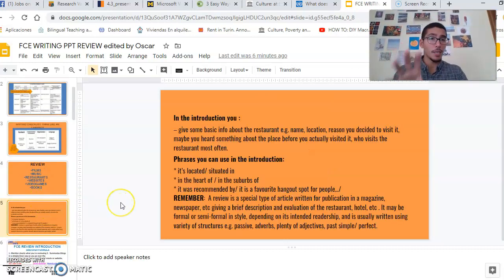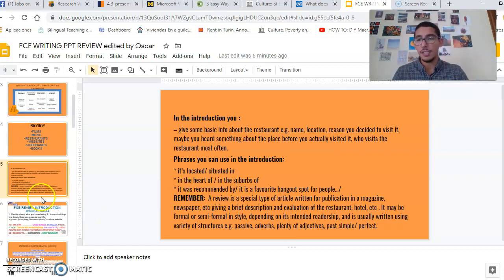These are just some tips for the introduction, which is important for you to read. Reading is important, guys. Give some basic info about the restaurant, name, location. Depending on what the question is really looking for, this is where you write this information in the introduction. It's located, it's situated, it's in the heart of the city, it's in the suburbs. Okay, the suburbs is the area around the center, the city center. Okay, all right, let's go.